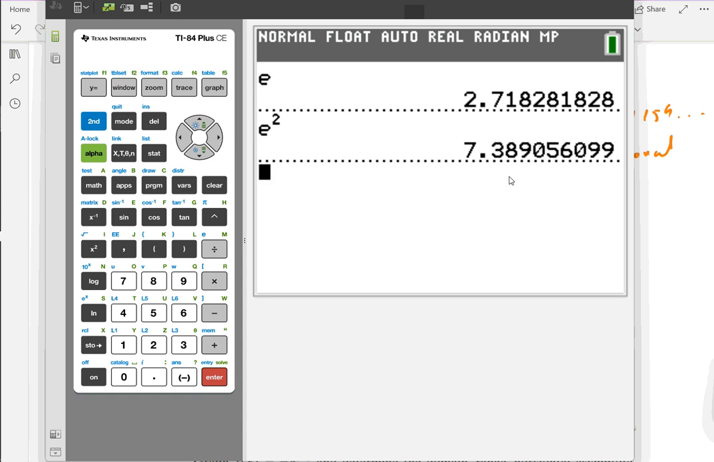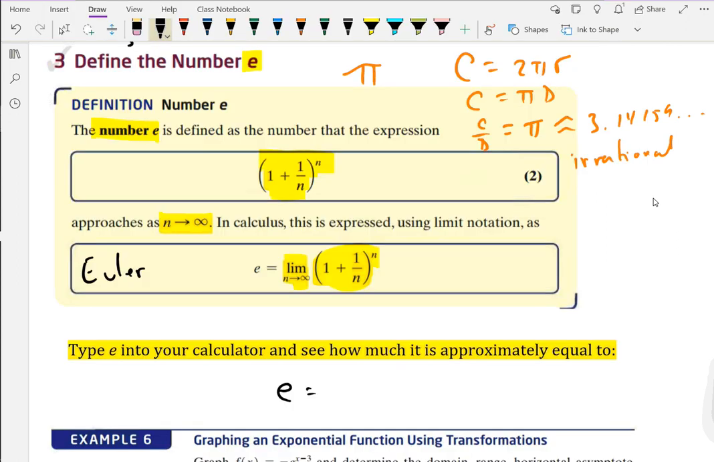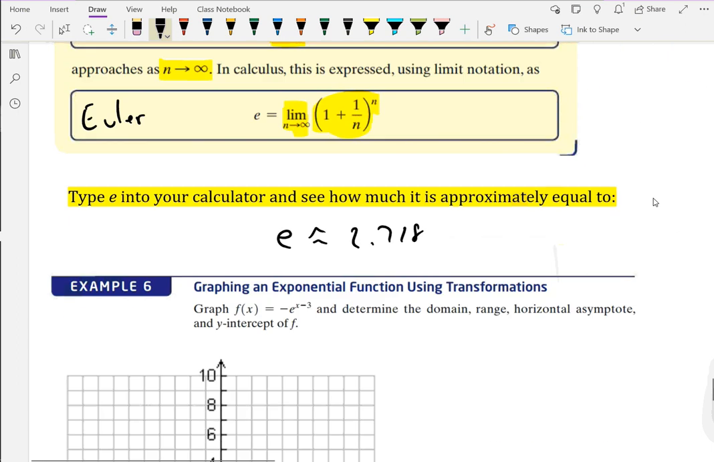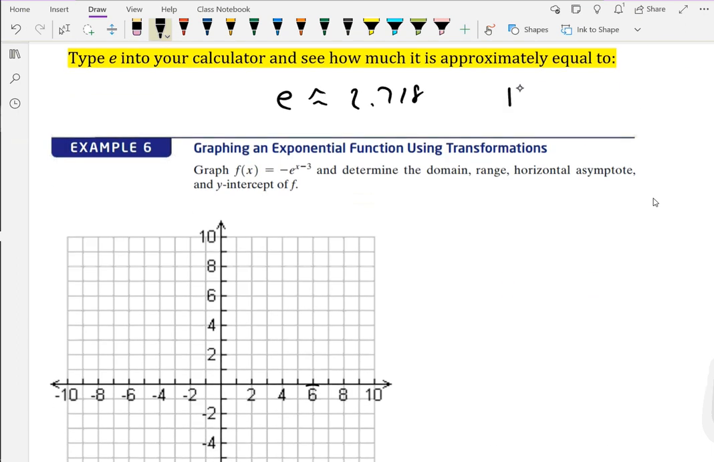Okay, so what is our value for e equal to? It's approximately 2.718. So let's go ahead and write this in here. So it's approximately equal to 2.718. So not exactly, but close enough. Kind of like pi. Pi isn't exactly 3.14, but for most of our calculations, that is close enough as far as where we want to go as far as our values.